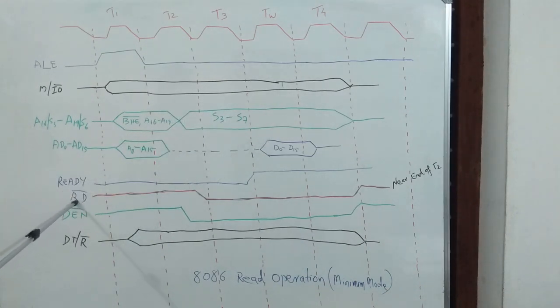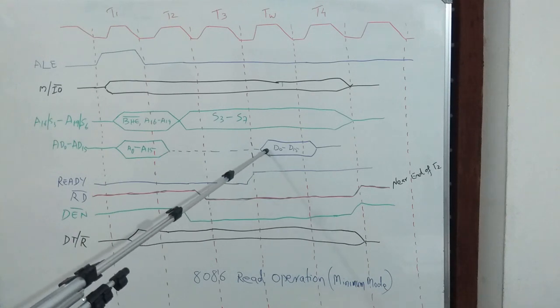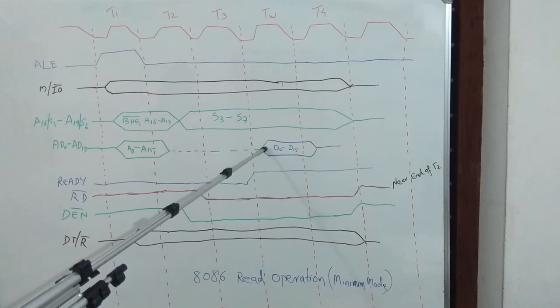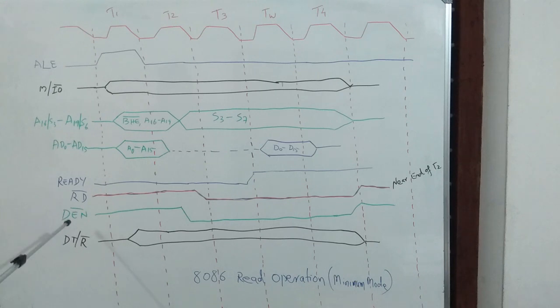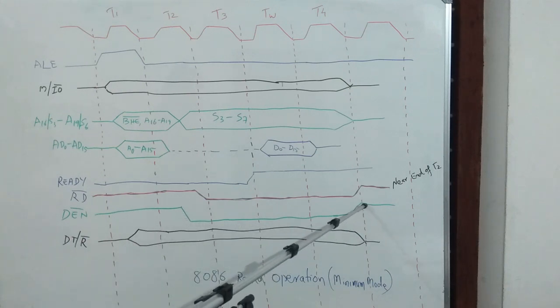CPU asserts read signal near the end of second T state. When the device is ready and read signal is active, valid data appears on the multiplex address and data lines. Data enable is active from this point onwards and it becomes inactive at this point.